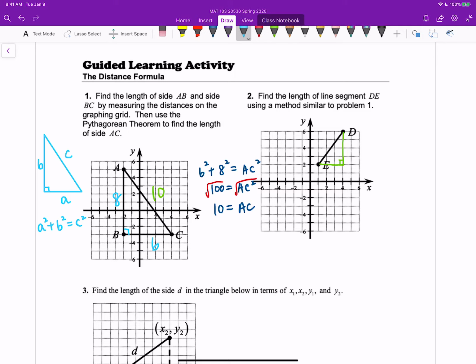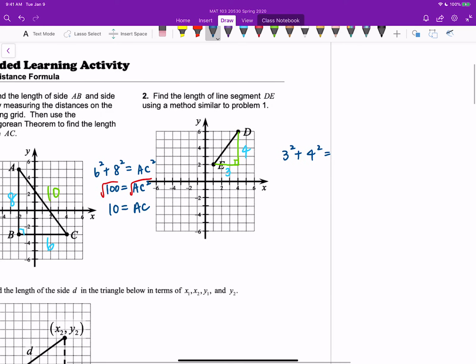Let's look at the base first. The base has 3 boxes, so it's 3. The height has 4 boxes, so it's 4. Therefore, we could apply the same formula, 3 squared plus 4 squared equals DE squared. And then you solve this. On the left hand side, if you add them up, you're going to get 25 equals DE squared.